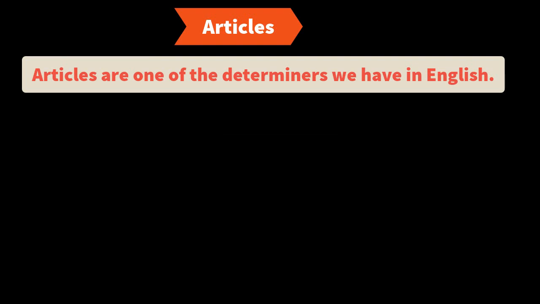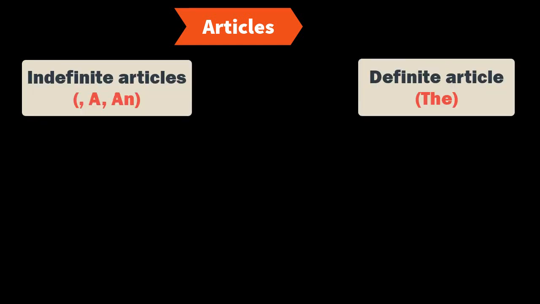So guys, the very first thing you should know about articles is that articles are one of the determiners that we have in English, right? If you do not know what a determiner is, watch my previous lesson on determiners, you will know. All right? So articles are of two types. These are indefinite articles and definite articles. A and AN are indefinite articles and THE is the only definite article.